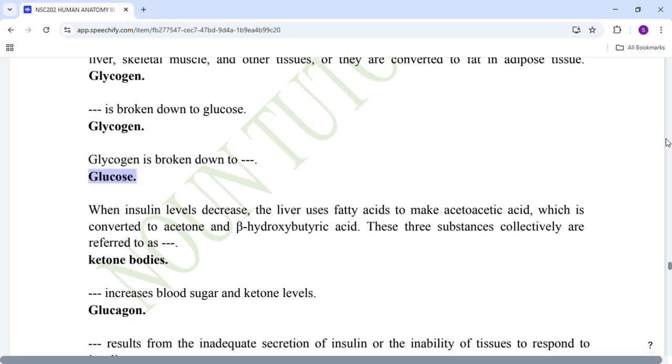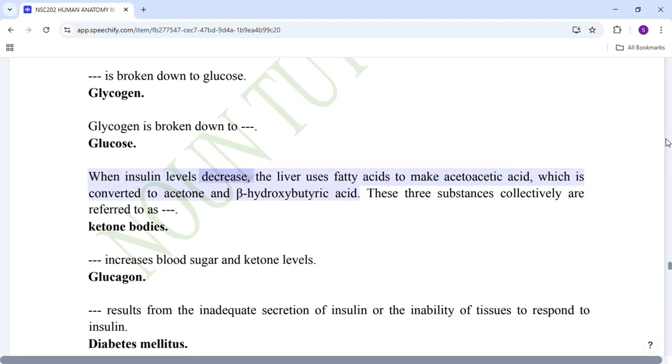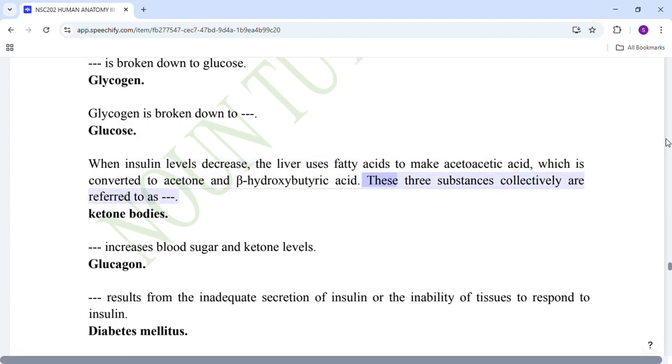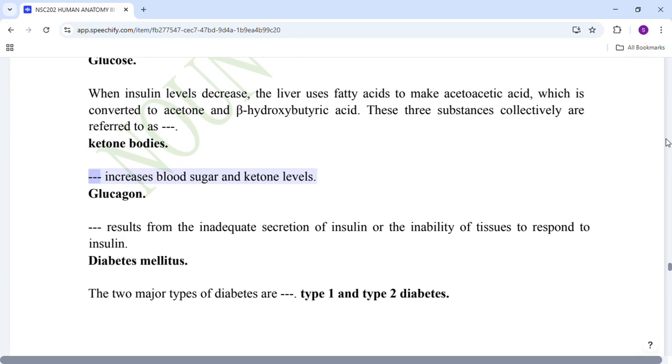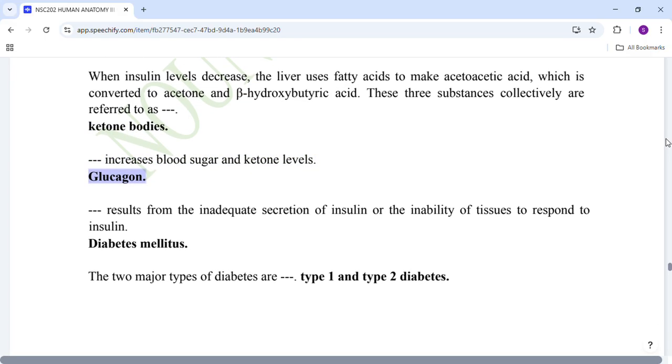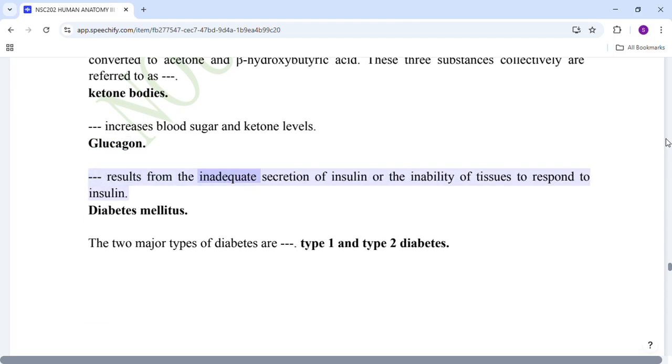When insulin levels decrease, the liver uses fatty acids to make acetoacetic acid, which is converted to acetone and beta-hydroxybutyric acid. These 3 substances collectively are referred to as ketone bodies. Glucagon increases blood sugar and ketone levels.